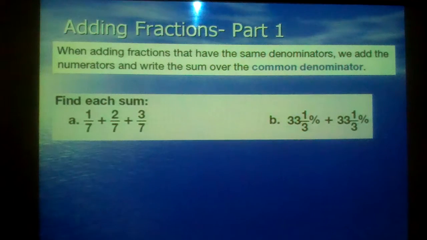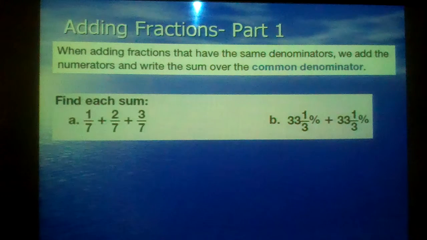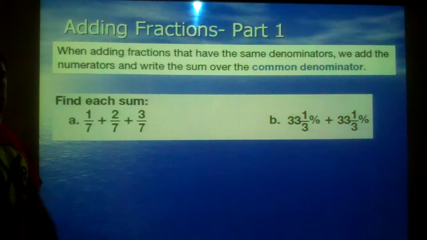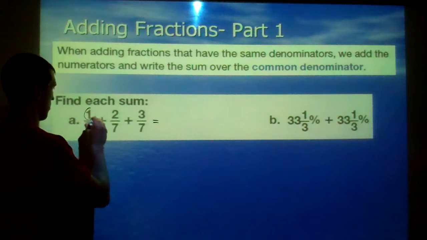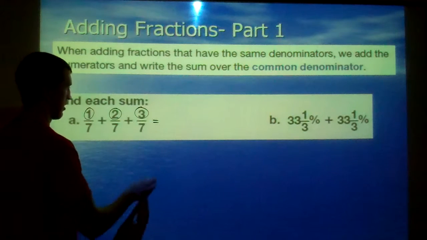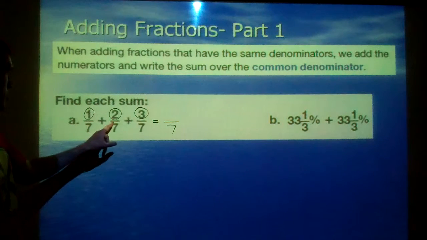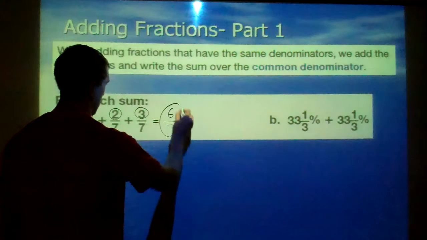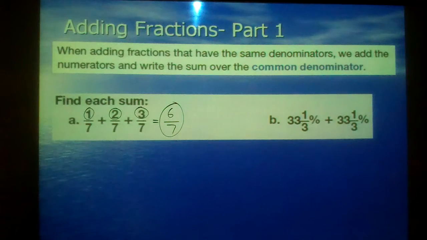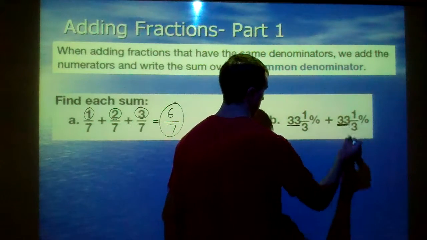So it says we are supposed to find each sum, and when we add, we just add the numerators and keep our denominators the same. Well, like I said, all the denominators are already the same. It's all 7. So we're just going to add 1, 2, and 3. Whatever we get for that, we're going to put over 7. So 1 plus 2, we get 3. Plus 3, we get 6. 6 over 7.